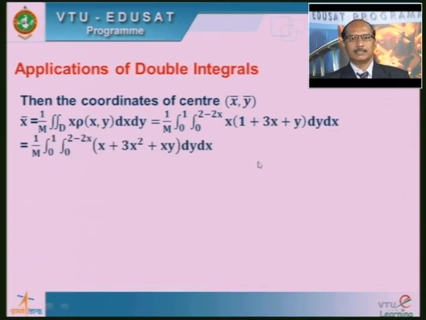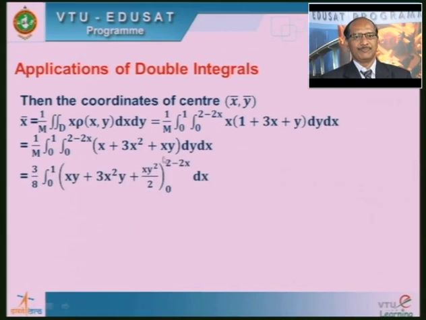Now simplifying this before the integration, multiply by x here. So this bracket is multiplied by x, x into 1, x, x into 3x, 3x square, plus x into y, xy. Now integrate first the inner integral, that is with respect to y. M value is replaced here. M is 8 by 3. So 1 upon m means you reverse that, 3 upon 8.